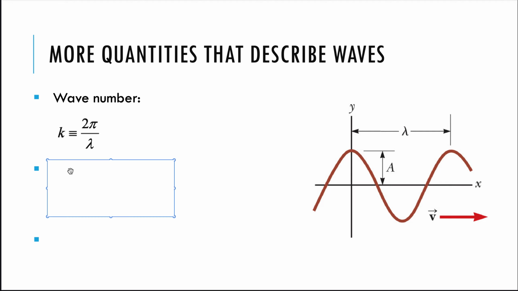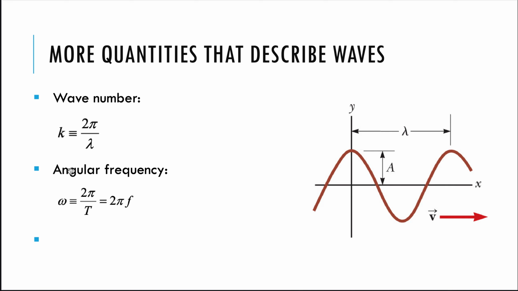The next one is the angular frequency. We've seen this before. It's omega equals 2 pi over period, which is the same thing as 2 pi times frequency. So you can see that the wave number and the angular frequency look similar. One is over wavelength and one is over period.